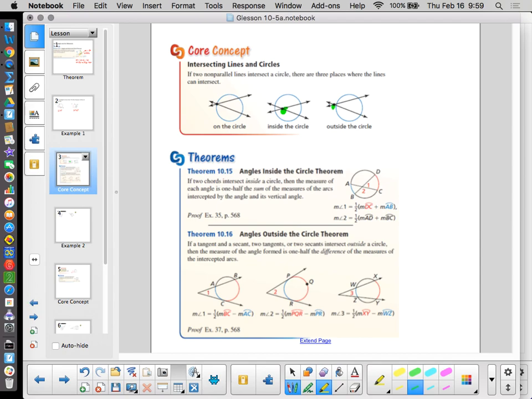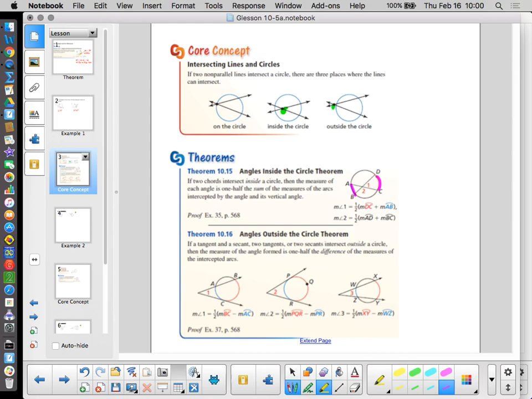What happens when it intersects inside? What happens when it intersects outside? Inside the circle and outside the circle have very similar formulas. They actually only differ by a sign. But the key idea here is that both times these happen, we're not just going to get one arc, but we're going to get two arcs that are intersected by that situation. So here angle 1 has a vertical angle, and the angles intersect two different arcs.